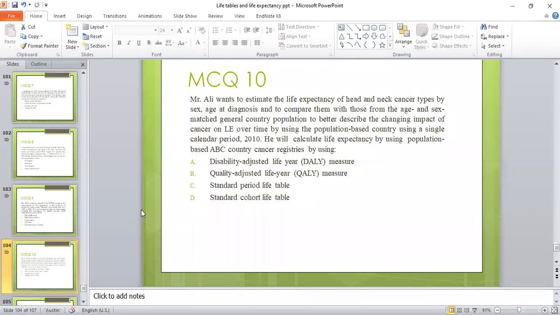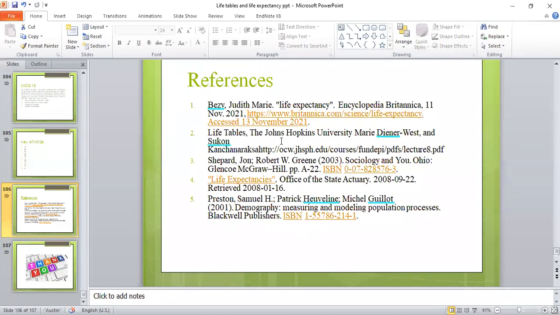Mr. Ali wants to estimate the life expectancy of head and neck cancer types by age, gender, and diagnosis, and to compare them with those from the age and gender matched general country population, to see the changing impact of cancer on life expectancy over time, using the population-based country data in a single calendar period, which is 2010. He will calculate life expectancy using the population-based ABC country cancer registries by using disability adjusted life years, quality adjusted life years, standard period life table, or standard cohort life table. And it shows the single period life table. What will be the option? C will be the correct option because of the calendar year 2010. This is the key to my MCQs. References, and thank you.